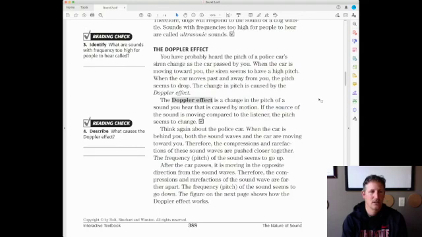Let's take a look at our reading check number 4. It says, describe what causes the Doppler effect. Now, the Doppler effect is caused by the moving of those sound waves, so when they come closer to you and then when they go further apart. So as the wavelengths change, the sound or the pitch or the frequency will change with it.